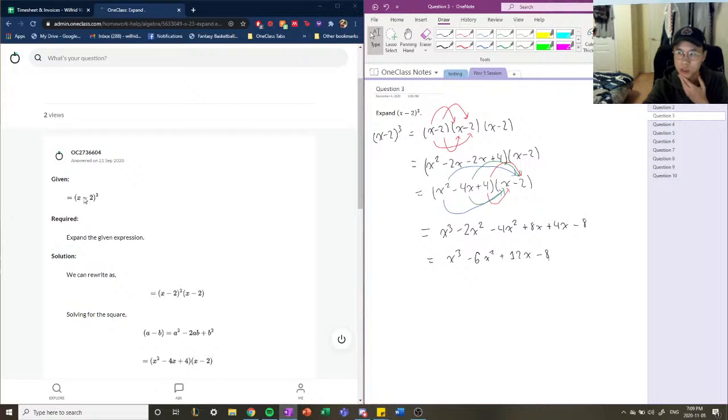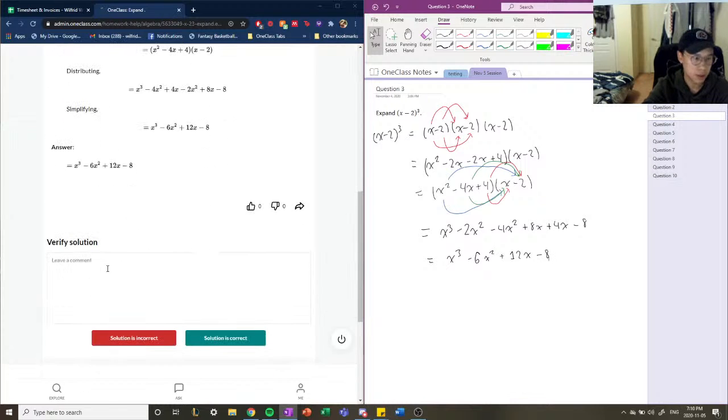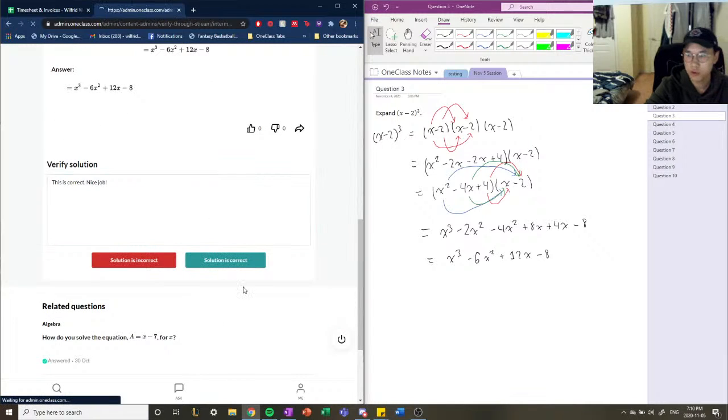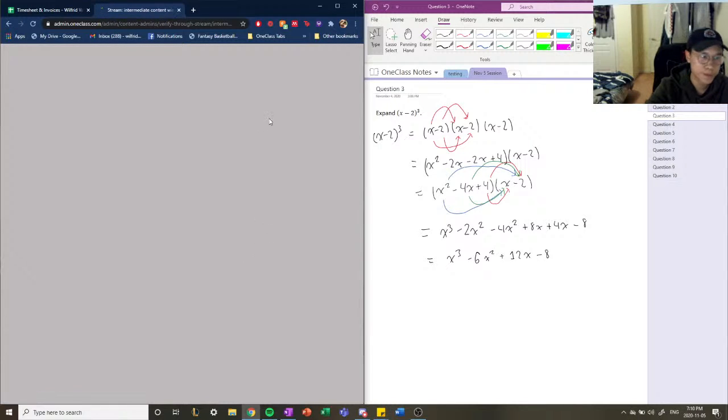If it's x minus 2 to the 4, you have a lot more expansion to do, and you have a lot more terms to multiply together. So it actually just takes practice to get used to all of this. So make sure that you practice your expansions of cubes, squares, powers to the 4, powers to the 5. So this solution is correct. Nice job. Okay, cool. So question number 3 is solved. There we go. Let's move on to question number 4.